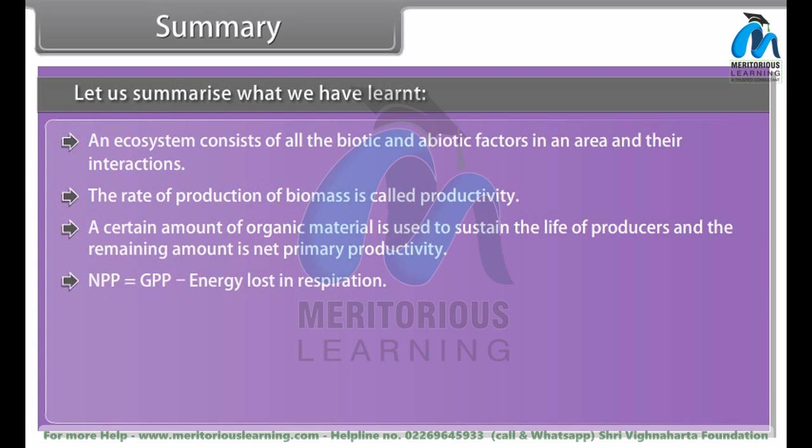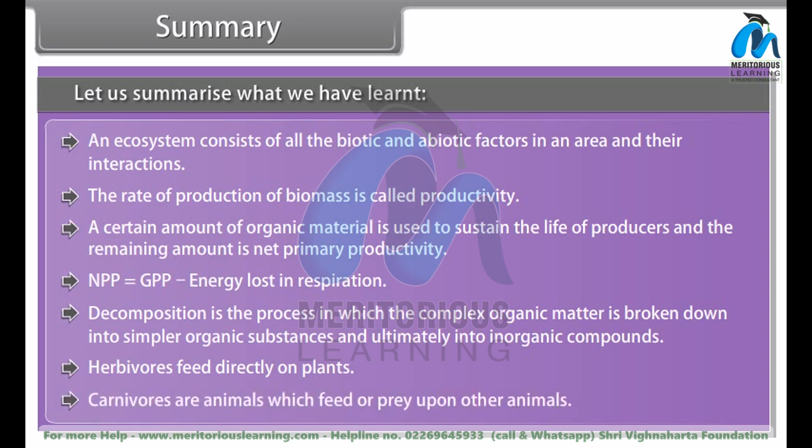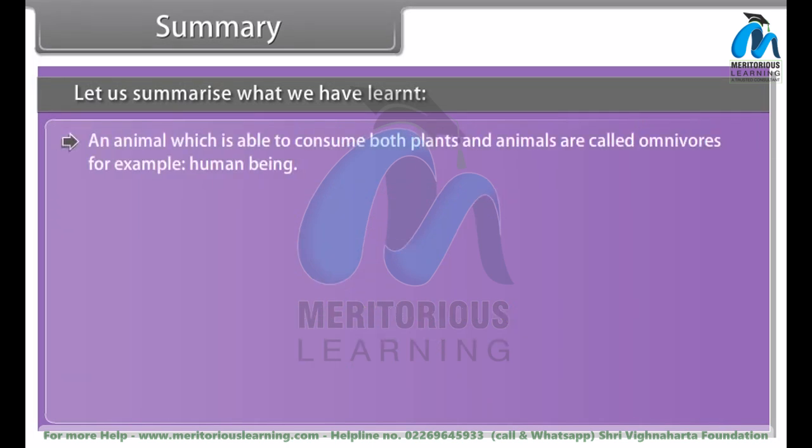NPP is equal to GPP minus energy lost in respiration. Decomposition is the process in which complex organic matter is broken down into simpler organic substances and ultimately into inorganic compounds. Herbivores feed directly on plants. Carnivores are animals which feed or prey upon other animals. An animal which is able to consume both plants and animals is called an omnivore, for example, a human being.